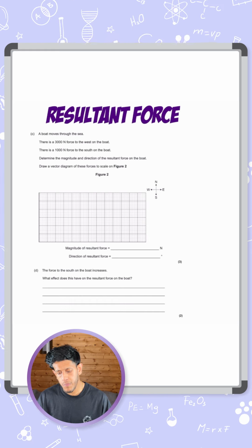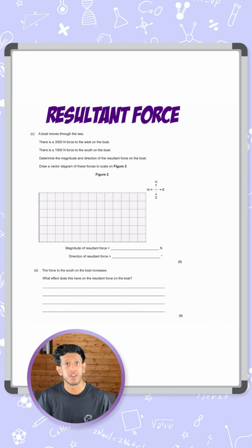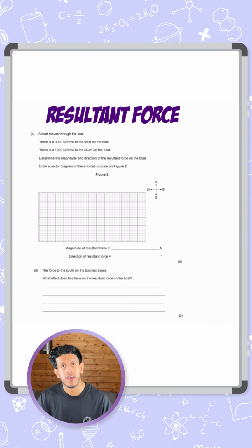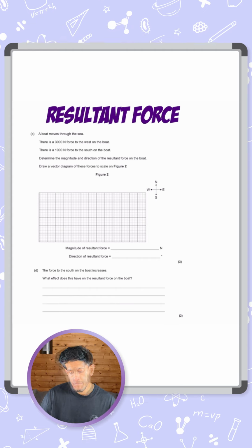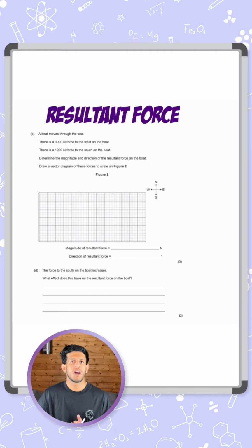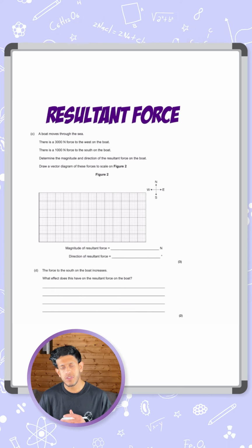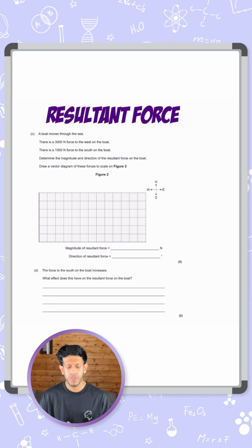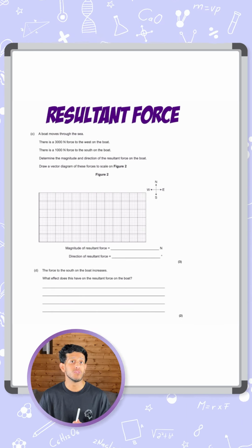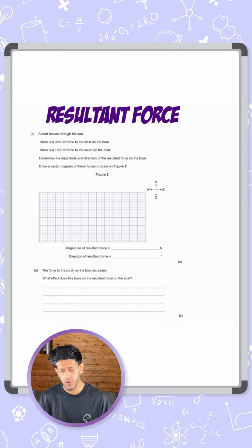Draw a vector diagram of these forces to scale on figure 2. So figure 2 being this grid square that they've given us. Now for this I would definitely recommend you need two things. You need a ruler and you need a protractor. So I'm going to explain how to attempt this question, but obviously when I say it you would use a ruler and a protractor at the certain points that I mentioned.